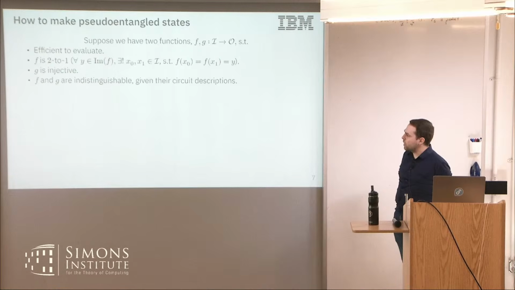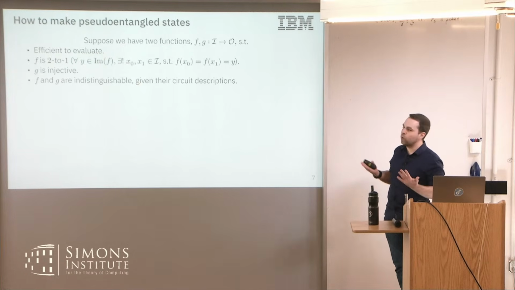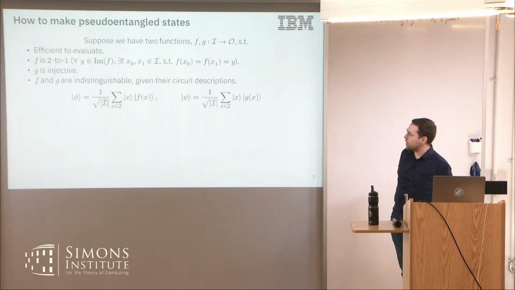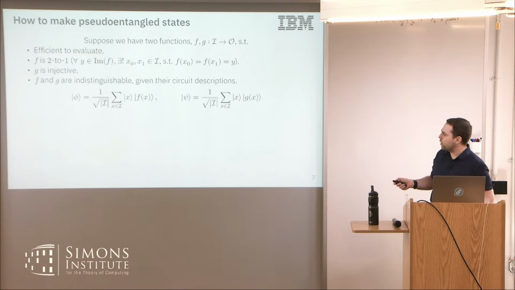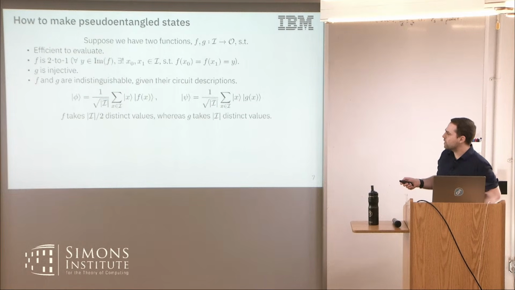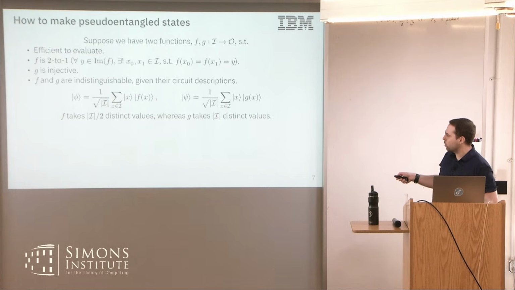And finally, suppose I can come up with such functions that are computationally indistinguishable from each other given the circuits that evaluate them. So if I give you a circuit that evaluates either the f function or the g function, from this circuit description, you're not able to tell me if you were given the 2-to-1 function or the injective function, based on some cryptographic assumption. So then if you have such a pair of functions, you can do the following thing. You can simply evaluate the functions in superposition over all inputs. And then we just consider a bipartition of the qubits across these two registers. And we can see that because f is 2-to-1, it's only going to take half of the values corresponding to the size of the input, whereas because g is injective, it's going to take all the values.